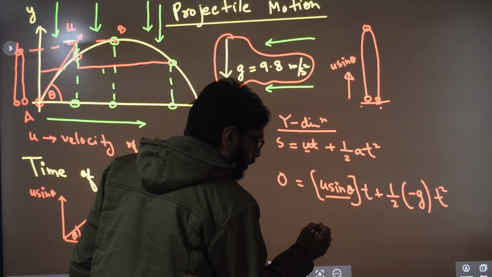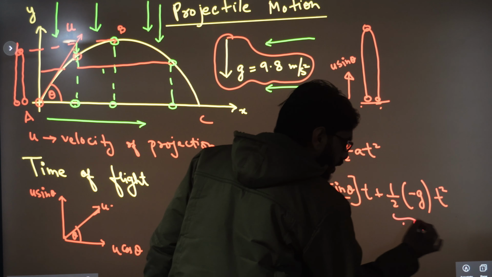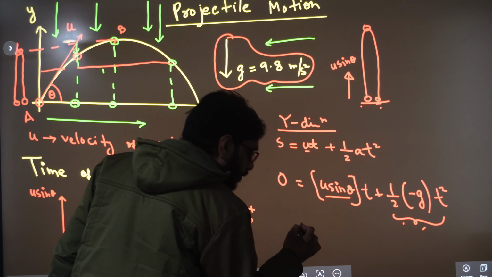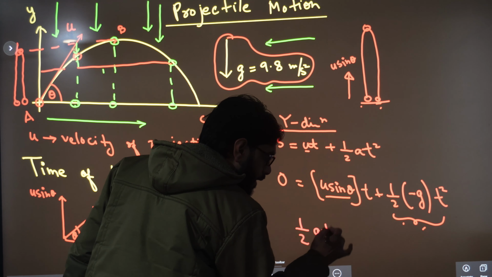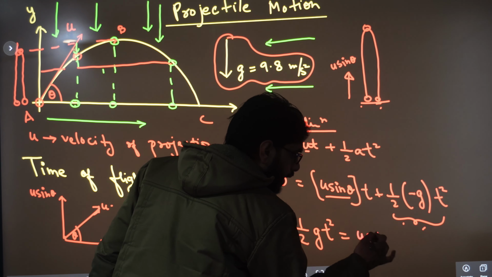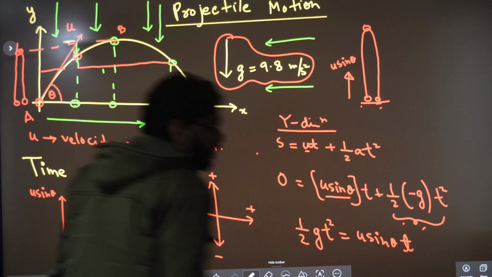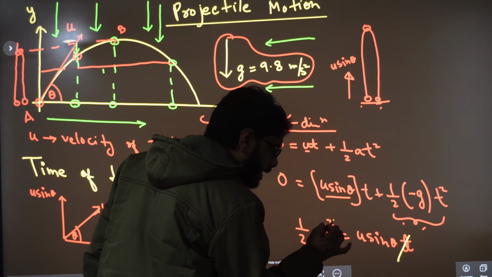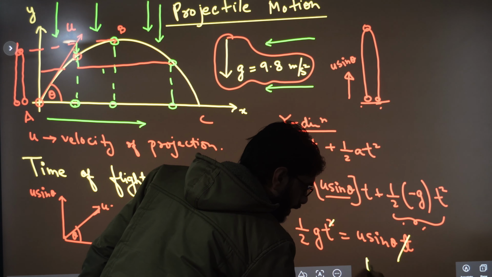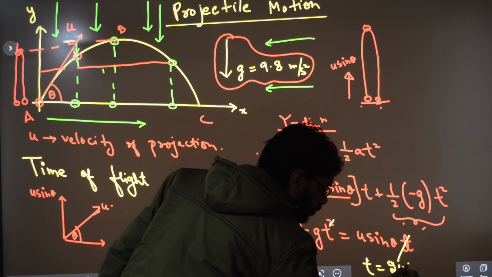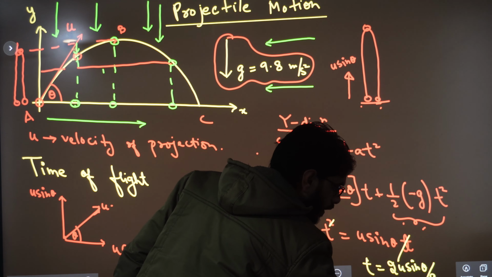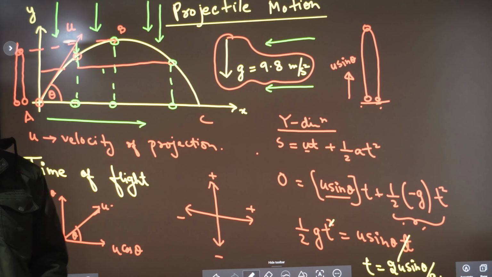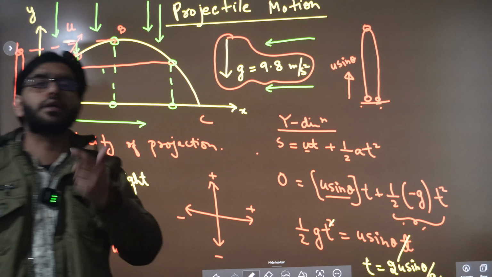See, this is a negative term, minus half g t square, so taking it to the other side, it becomes half g t square equals u sin theta into time taken. From here you can cancel t and t. What do we get? t and t are cancelled. From here you get t equals 2u sin theta by g. This is the time of flight, or you can say the time for which the particle remains in air.